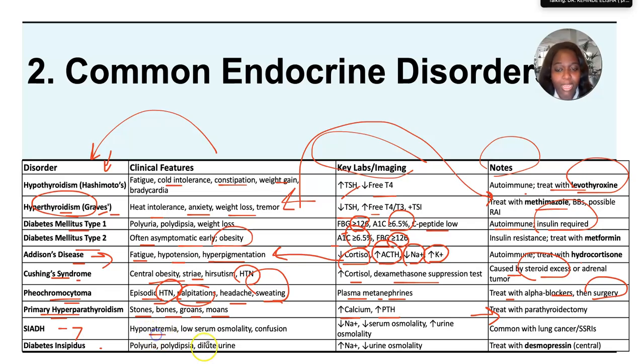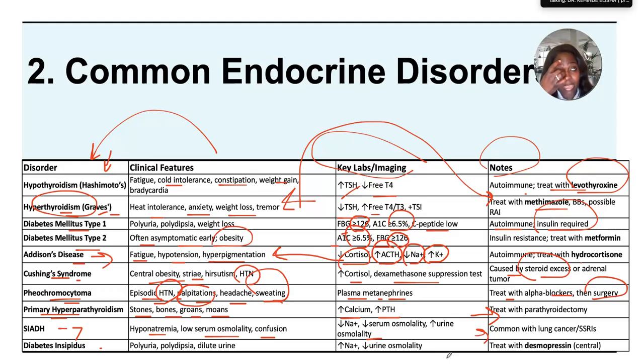SIADH: hyponatremia, low sodium, low osmolality, confusion. Don't worry, this question is about to come. But when questions come and we are more alert and in tune with this stuff, you must have your content ready, because otherwise you just find yourself guessing on them. Decreased sodium, decreased serum osmolality, increased urine osmolality. It's very common in patients with lung cancer or SSRIs.